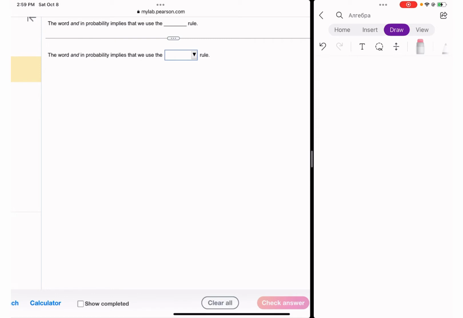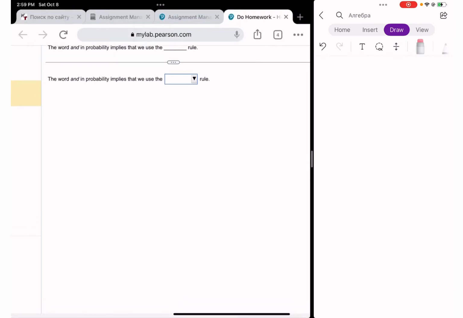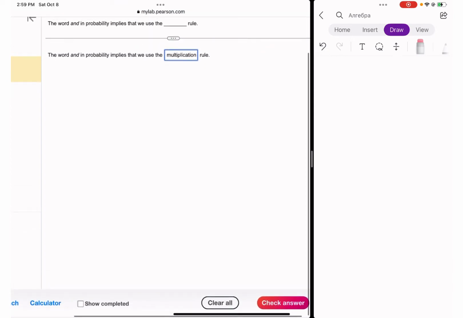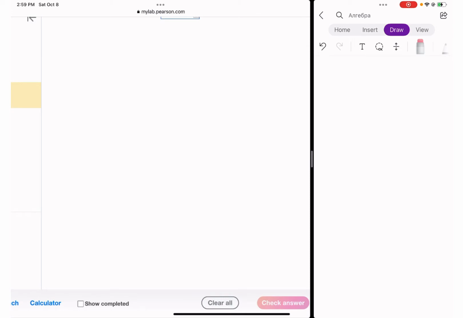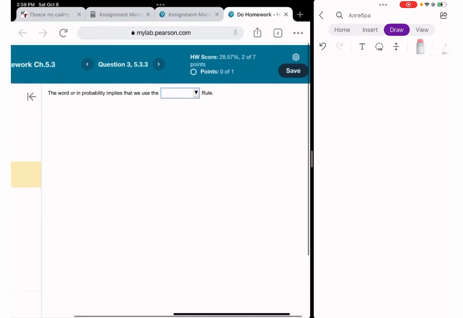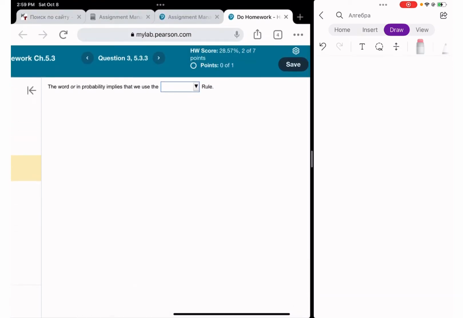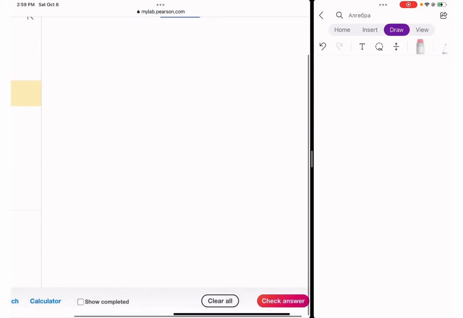Next question. The word and in probability implies that we use what? Oh, we already know. When we have and, we use multiplication. When we have or, we use addition. Next. The word or in probability, okay, this one is going to be addition. Pretty straightforward questions.